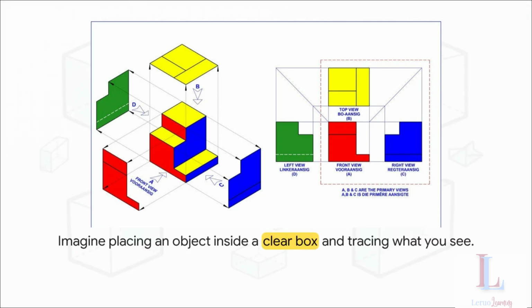Now, this is the absolute best way to wrap your head around it. Just imagine your object is floating inside a clear glass box. You look at it from the front, and you trace its outline right onto the front pane of glass. Then you do the same from the top, and then from the side. Each tracing is a perfectly flat 2D view.